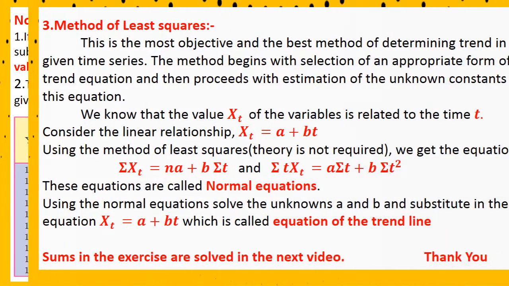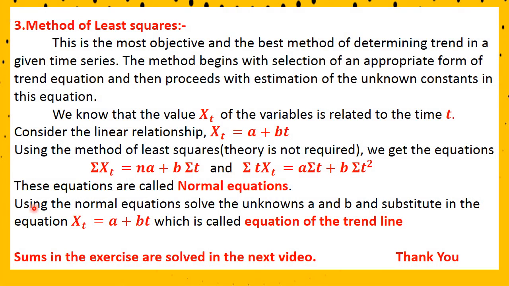Third, the method of least squares. This is the most objective and the best method of determining the trend in a given time series. The method begins with the selection of an appropriate form of the trend equation and then proceeds with the estimation of the unknown constants in this equation. We consider the trend line. It is a line, so we consider a straight line relationship between the variables xt and t, and consider the equation xt is equal to a plus bt, where the variable value is related with time.